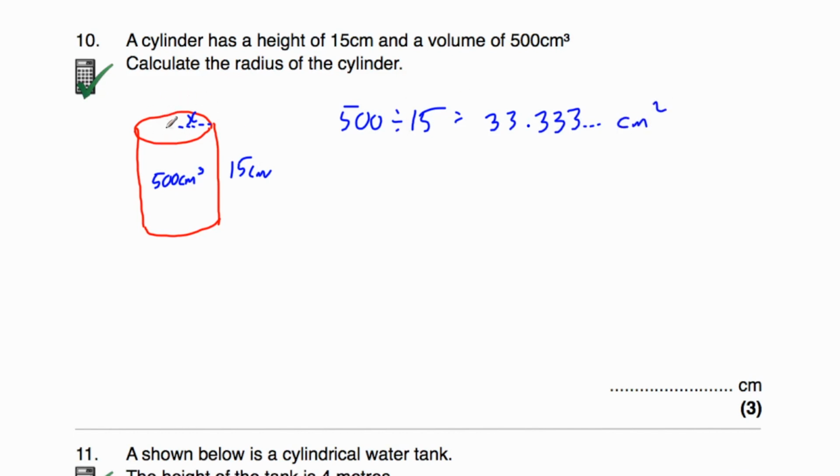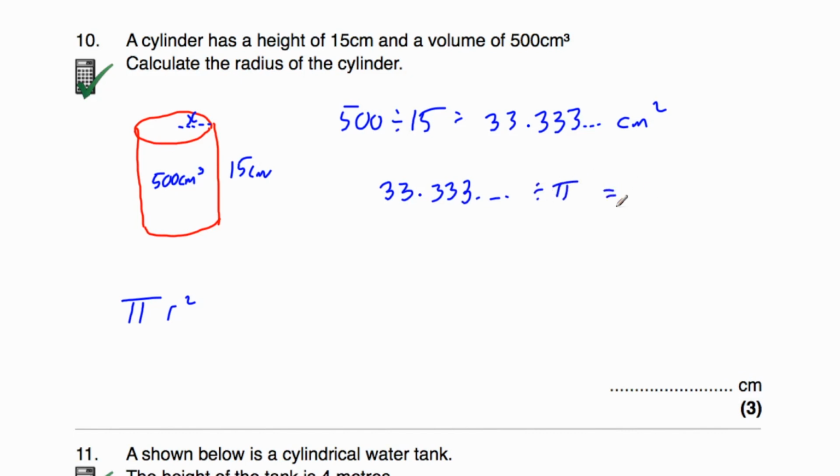So now we know the area of the circle, we can work backwards to find what the radius of the circle would be. So remember, to find the area of the circle, we use the formula pi r squared, we square the radius and then times by pi. So if we take the answer, our 33.333 and so on, and we work backwards, we divide by pi and then square root, we will find the radius of the circle. So let's take our 33.333 and so on and divide by pi.